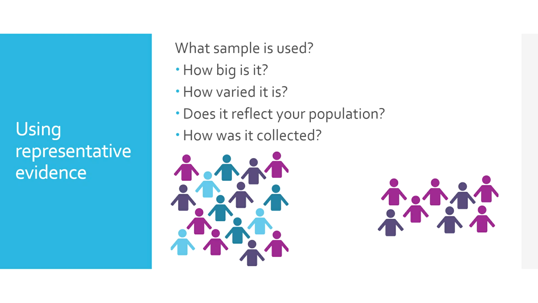So, what sample is used? How big is the sample? Is the sample varied enough to make far-reaching conclusions? Does it reflect the population that you are wanting to research? And how is that sample collected? And you can see here from the pictures at the bottom that the demographic that would be assessed is just the light and the dark purples. So any conclusions made from this research would not be able to include the green and the blue individuals on the left-hand side.